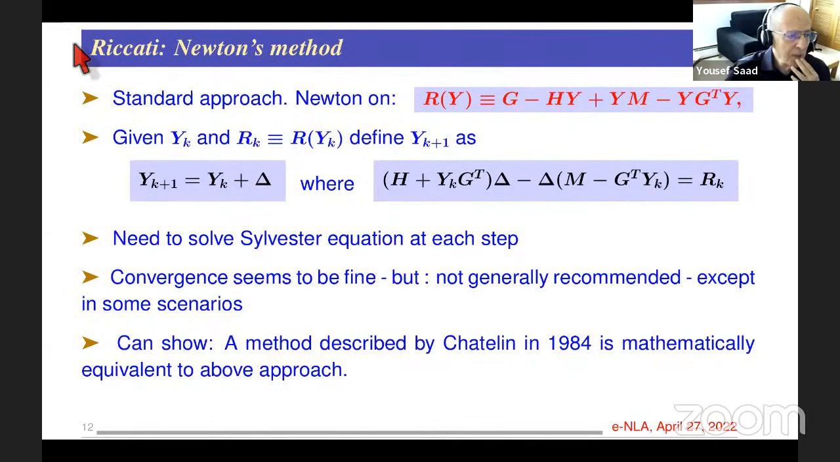So let's look at the methods for solving that Riccati equation. The first one is obviously the Newton approach, the classical, the standard thing that has been used. These are the equations you get. You need to solve a Sylvester equation at every step. The convergence is obviously quadratic. The thing is that you need to solve a Sylvester equation, which is order n cubed.